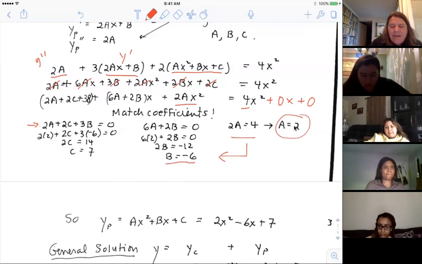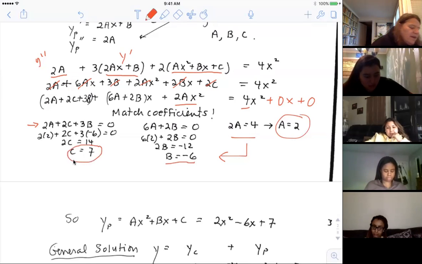I know a, I know b, I can find the only one that's left to find, and that's c. So when I put in a equal 2 and b equal minus 6, I'll get minus 14 on that side. Moving it over, I'll get 14, I'll get c equals 7. Okay. I have essentially solved for the particular solution now. All right, let me move it up a little bit.